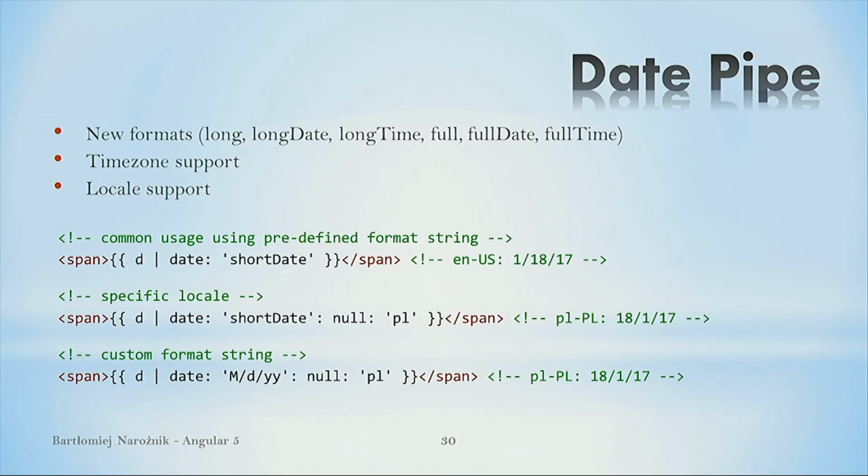What has changed in pipes? The date pipe, there are some new formats there. There is now support for time zone, so you can display your date taking into consideration what the time zone is. And of course, there is a locale support. So here are three examples.